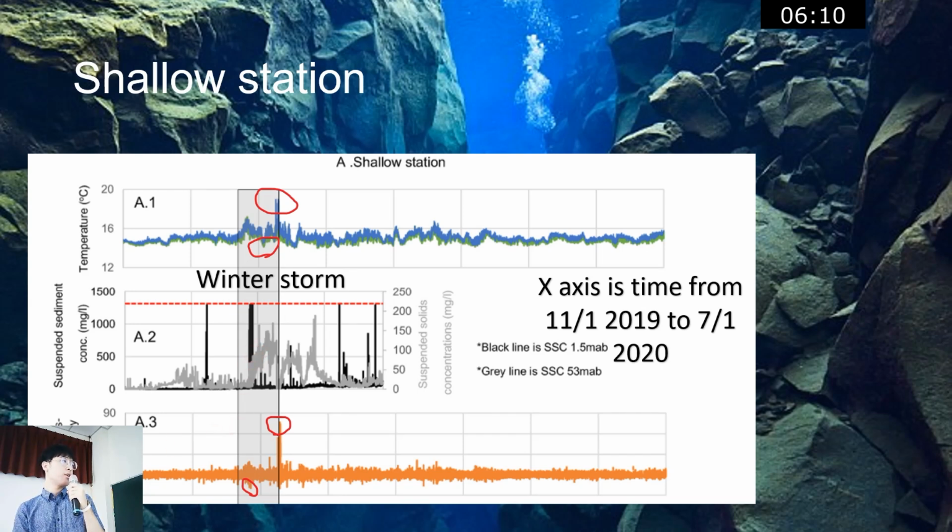And this is the current across-slope velocity. The highest velocity and the lowest velocity are measured in winter. The negative velocity means the current is upward and the positive is downward.